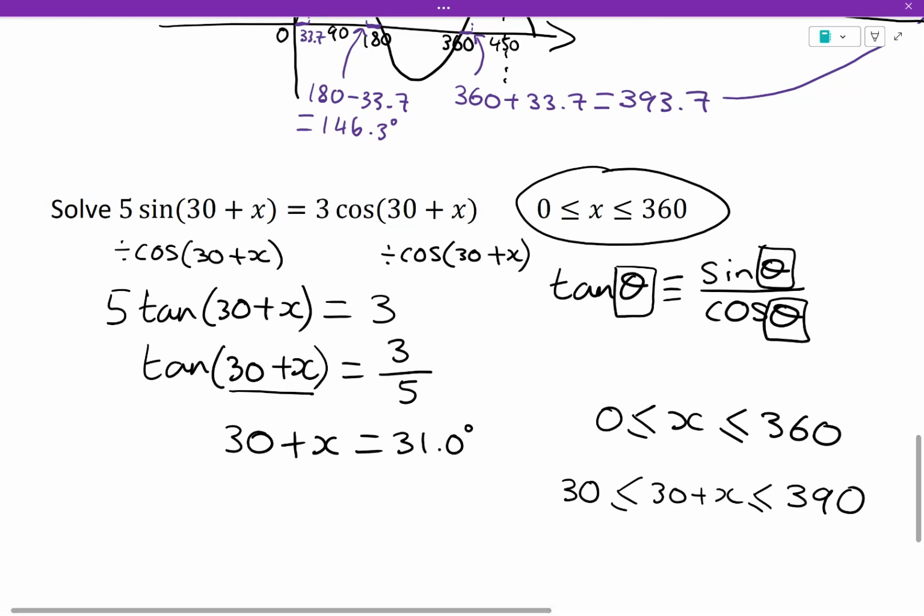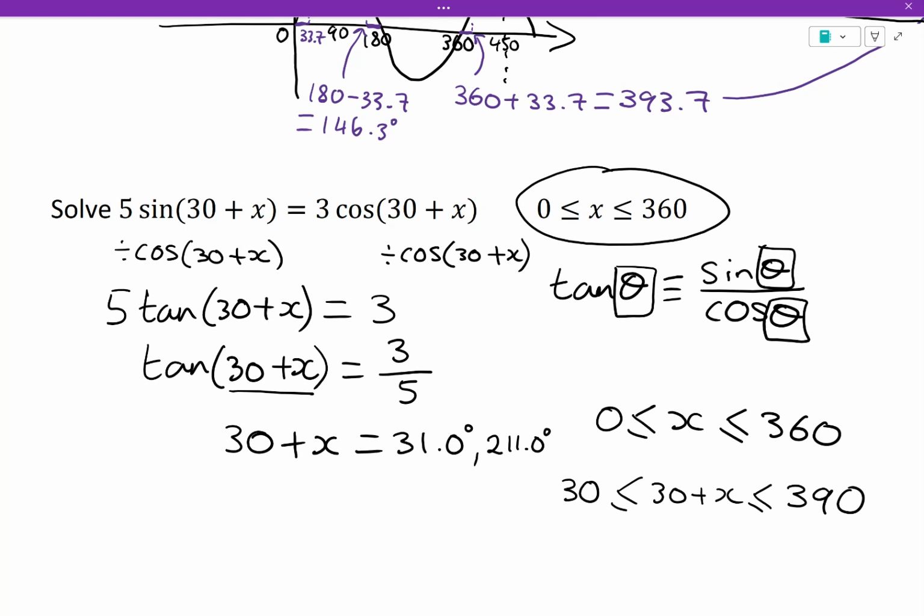So initially I'm looking from 30 to 390. So let's go to the 31.0 and we're going to add 180 to it. So I'm going to get 211.0 degrees. And then if we add 180 again, we're going to go beyond 390. I'm actually going to get 391 degrees. So therefore, I'm not going to go any further. I'm just going to leave it as those two.